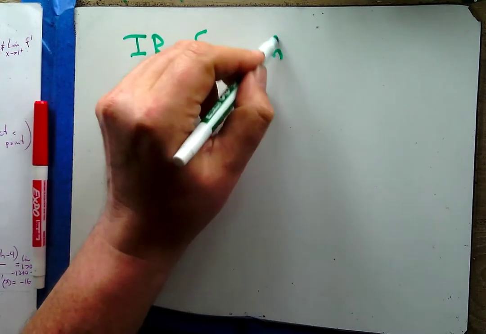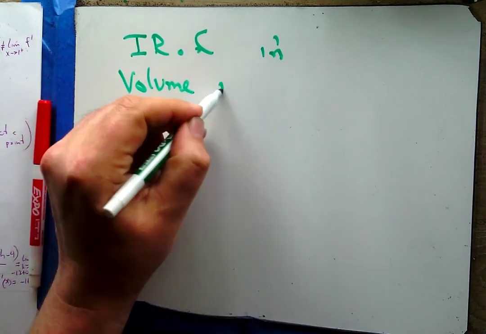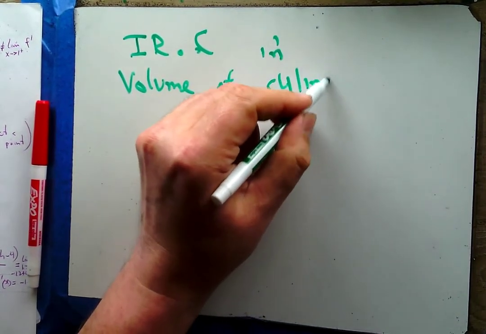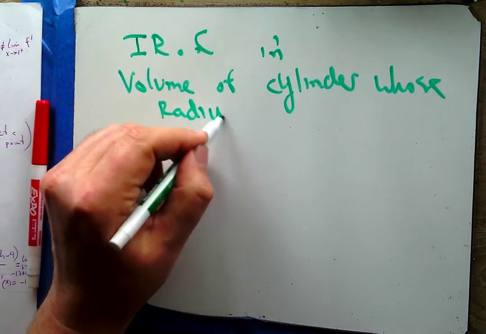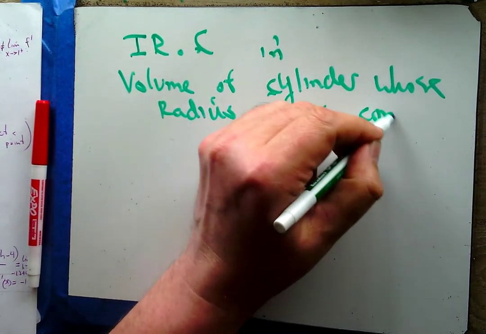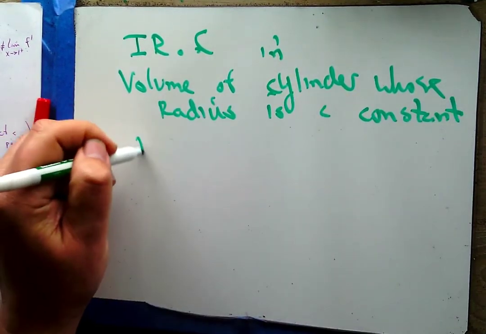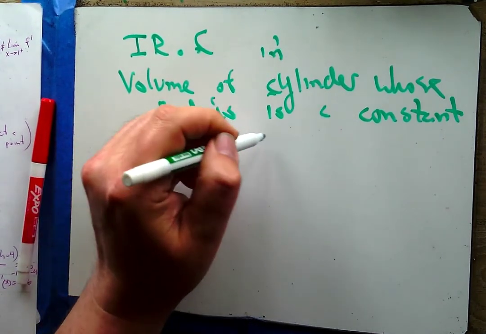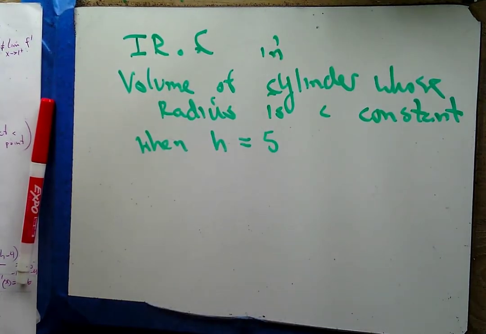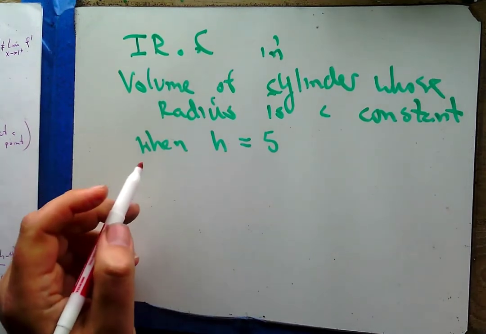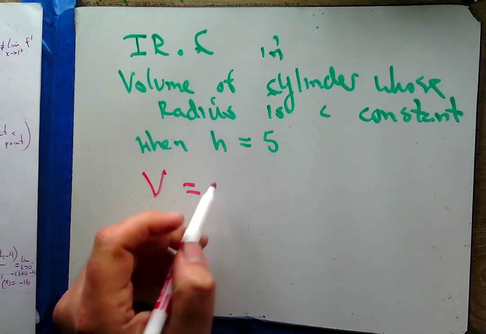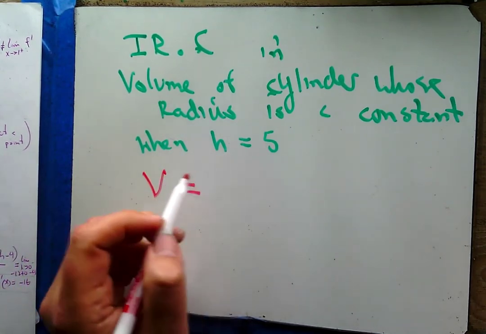Okay, how about this one? How about find the instantaneous rate of change in the volume of a cylinder whose radius is a constant when height equals 5. Okay, well, again, I'm going to have to start off with the formula for volume of a cylinder, which we're all supposed to know, and if you don't know it, please write it in your notes because I'm not giving it to you on a test.